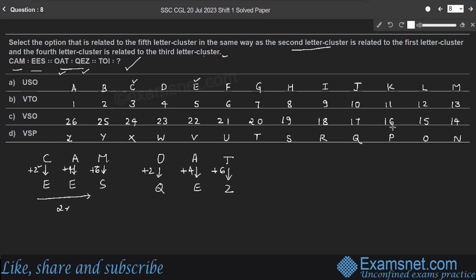Therefore, to get the last cluster, TOI is the fifth cluster. So first letter plus 2. T plus 2 gives 22, which is V. O plus 4: 15 plus 4 is 19, which is S. And I plus 6: I is 9, plus 6 is 15, which is O. So the last cluster is VSO. Option C is the right answer.